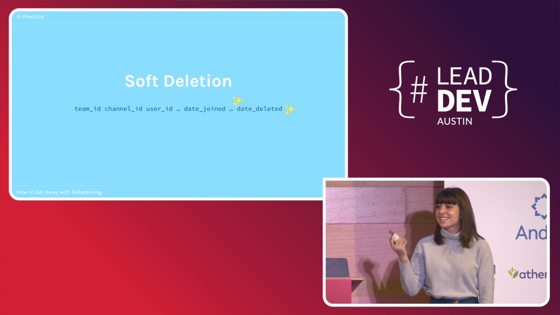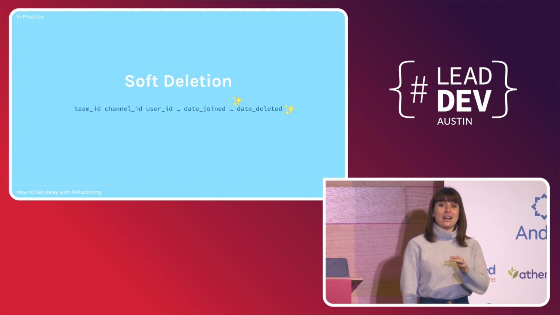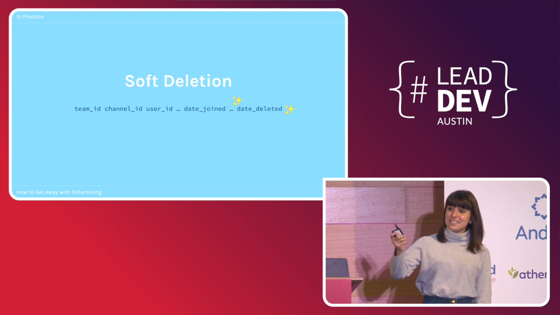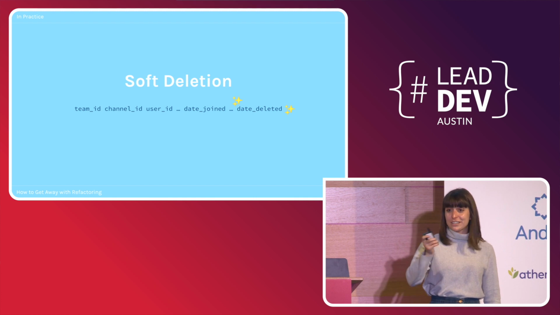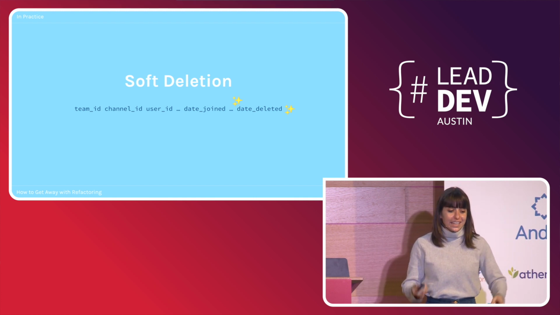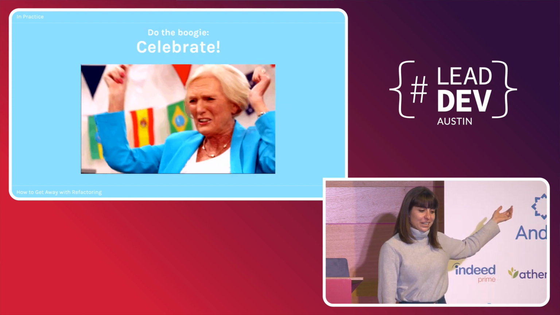So because all the queries that dealt with channel membership were all in one place now, it was really easy to just grep that one file and say, hey, I'm adding a new column. It's called date deleted. We're going to update it when people leave channels, and then we're going to clear it out when people re-enter channels, and then we won't have this problem ever again. It's really awesome. So we did it, and let's celebrate.